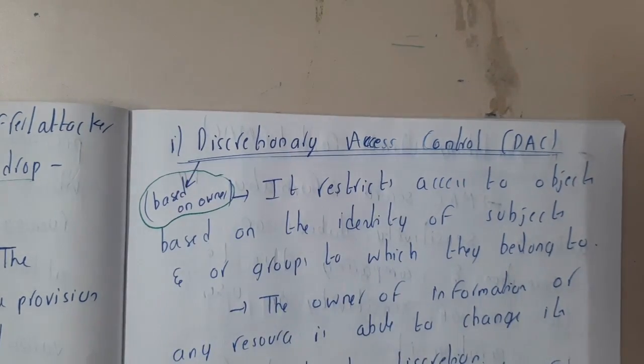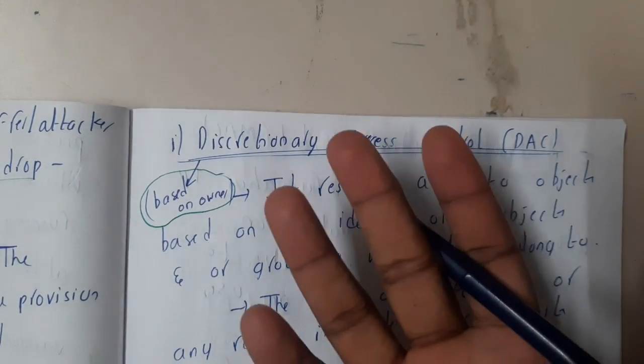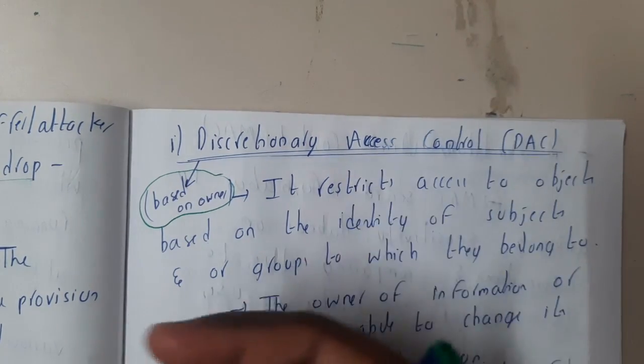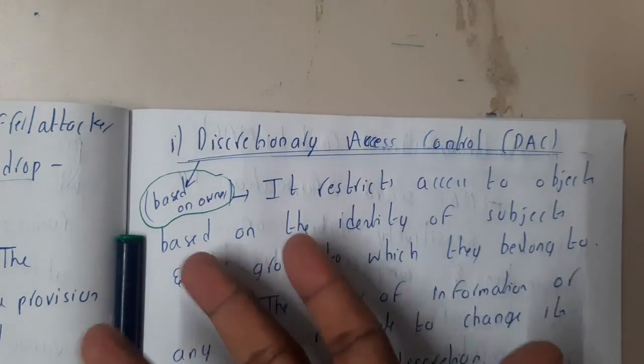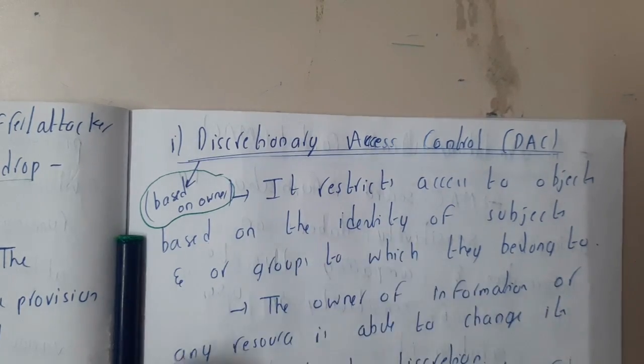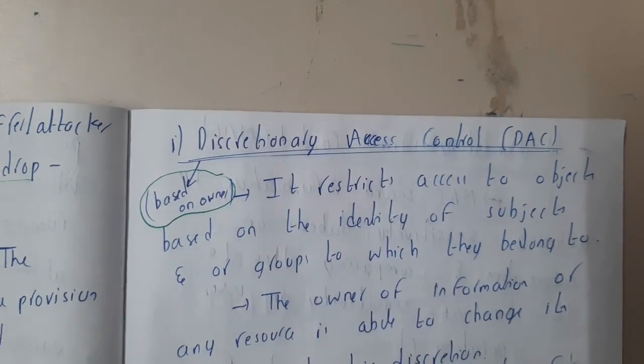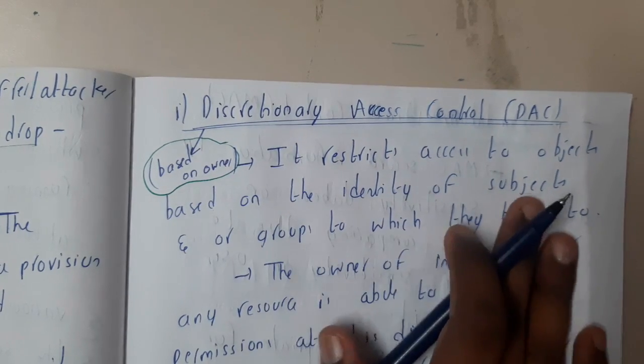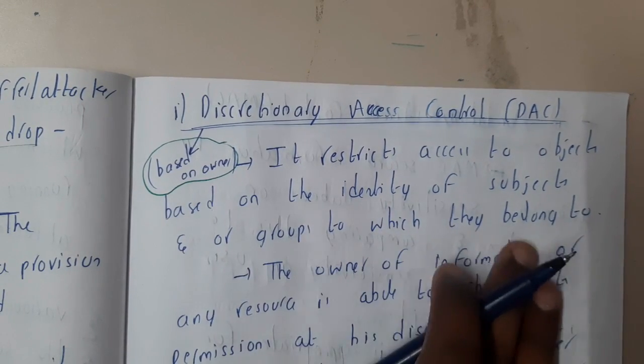the owner. Every power is in the owner's hand, so he can change those rights for you. He can do anything on the data because he's the owner, so he will have the permissions. It restricts access to objects based on the identification of subjects and/or the group to which they belong.